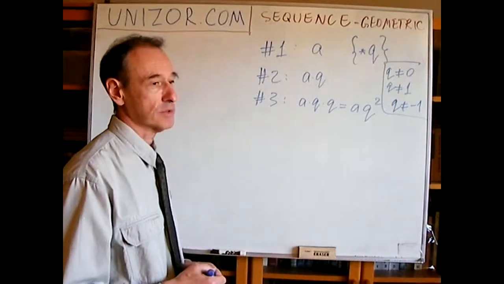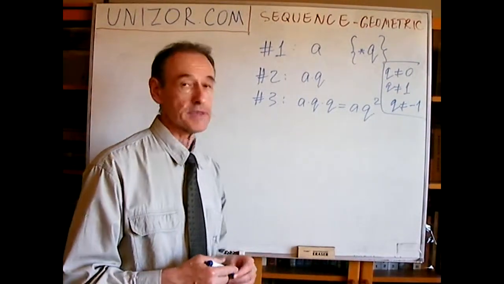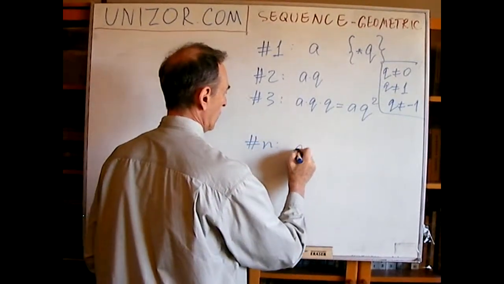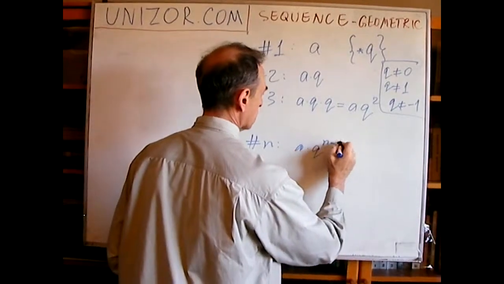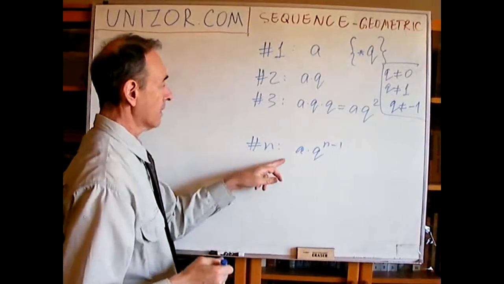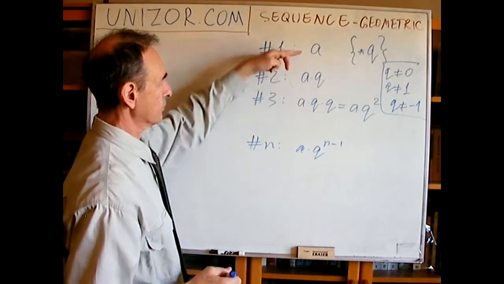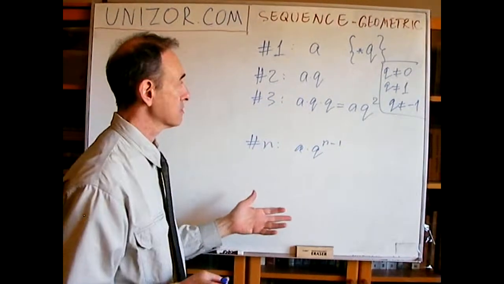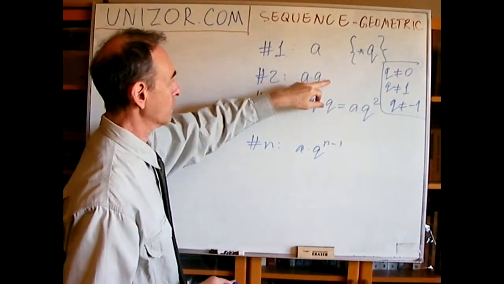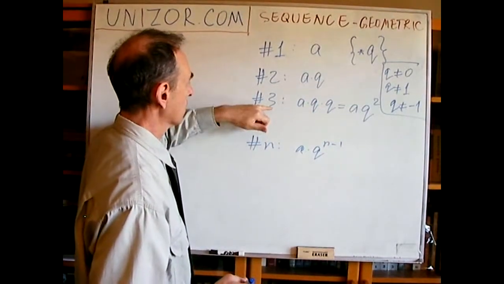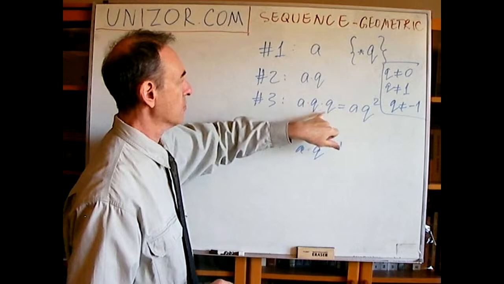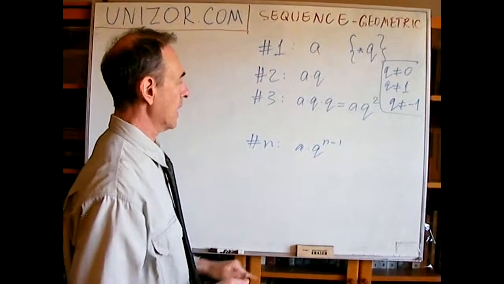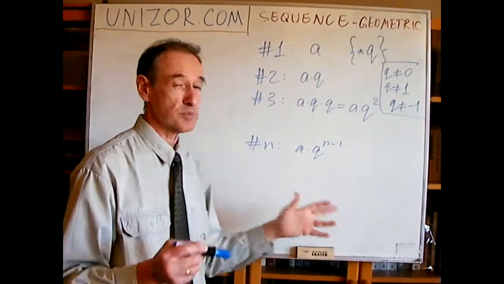Now, let's talk about the nth element of this particular progression. As you have probably figured out, to reach the nth element, I have to multiply a by q n minus 1 times, right? To get to the number 2, I have to multiply by q 1 time, once. To get to number 3, I have to multiply a by q 2 times, and to get the number n, I have to multiply a by q n minus 1 times. So this is supposed to be the formula.